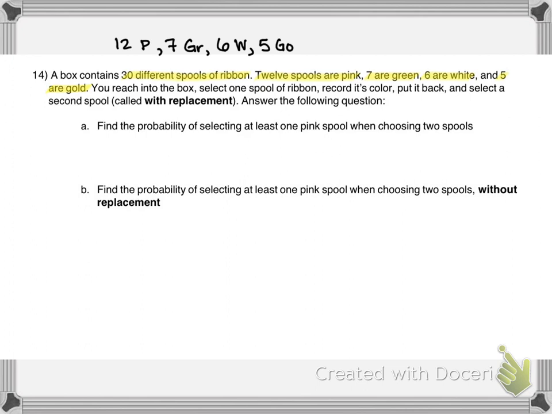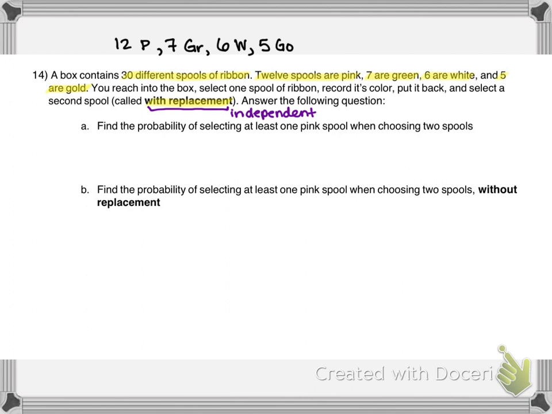Okay, you reach into the box, you select one, record its color, put it back, and select a second spool. This is called with replacement. So if it's with replacement, these probabilities are independent. When I replace the item into the sample space, they're effectively not changing the sample space at all. So both times I reach into this box, I will have all 30 spools of ribbon. All right, now let's read what they're asking us to do.